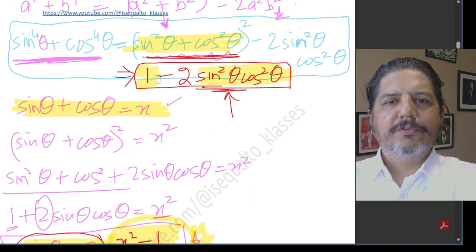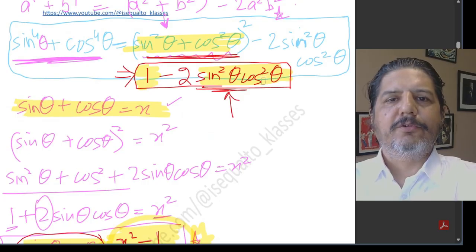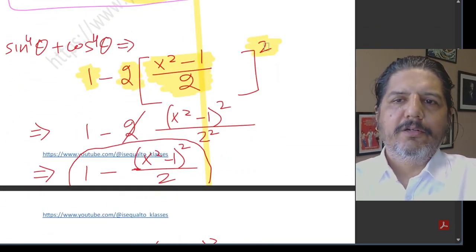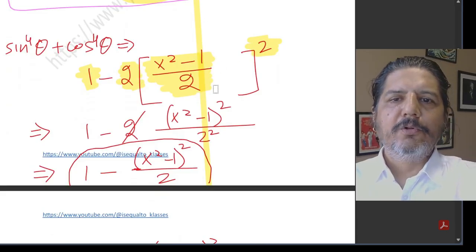Why am I doing this? Because this is 1 minus 2 sin²θ cos²θ. Then I manipulated this: (x square minus 1) whole square upon 2.